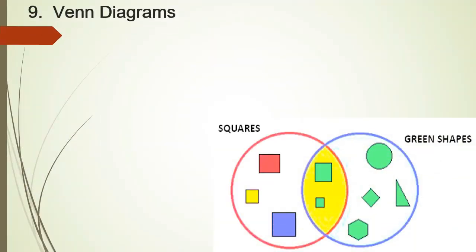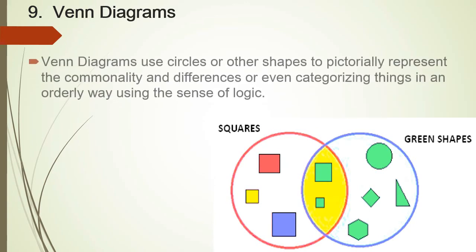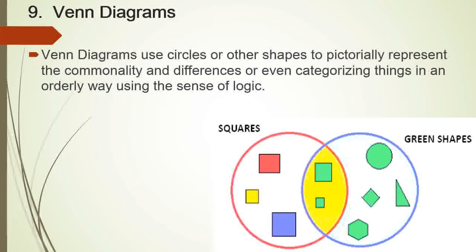Now we will move on to the ninth classification under logical reasoning, verbal reasoning, that is Venn diagrams. Venn diagrams use circles or other shapes to pictorially represent the commonality and differences, or even categorize different things in an orderly way using the sense of logic. Venn diagrams help us to visualize things, categorize different things, and identify the common factors that are associated as well as the differences.